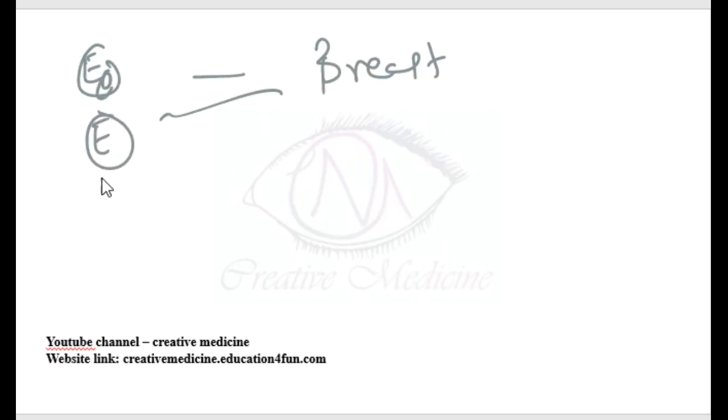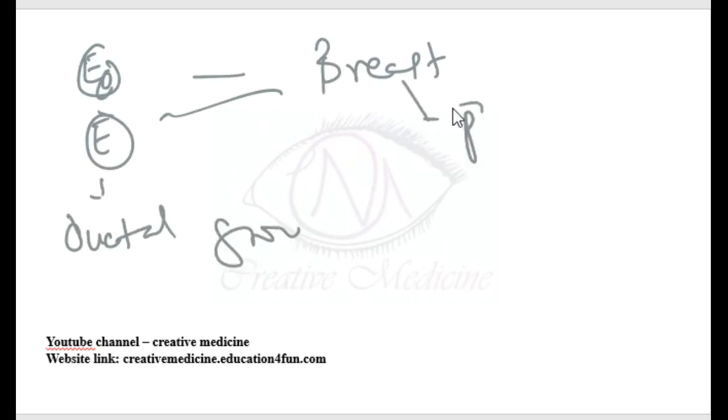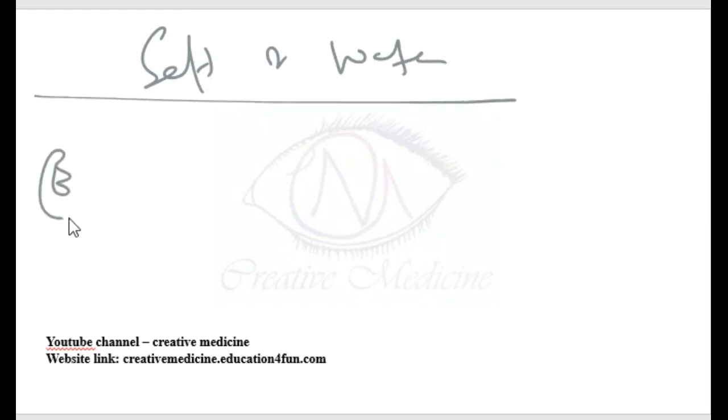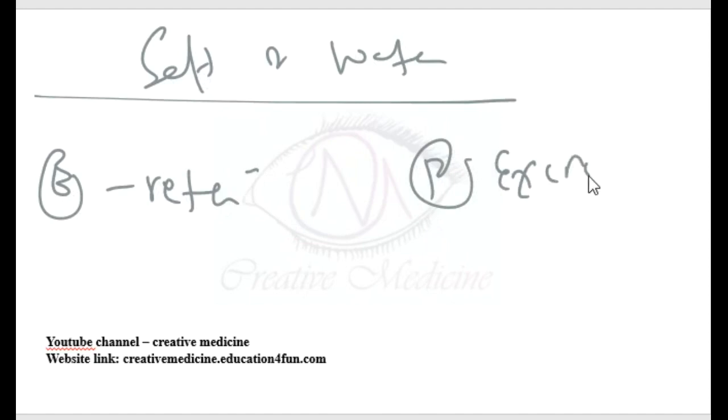Effect of estrogen and progesterone on the breast. Estrogen on the breast leads to ductal growth, whereas progesterone on the breast leads to glandular growth. Effect of estrogen and progesterone on salt and water. Estrogen causes retention of salt and water, whereas progesterone causes excretion of salt and water.